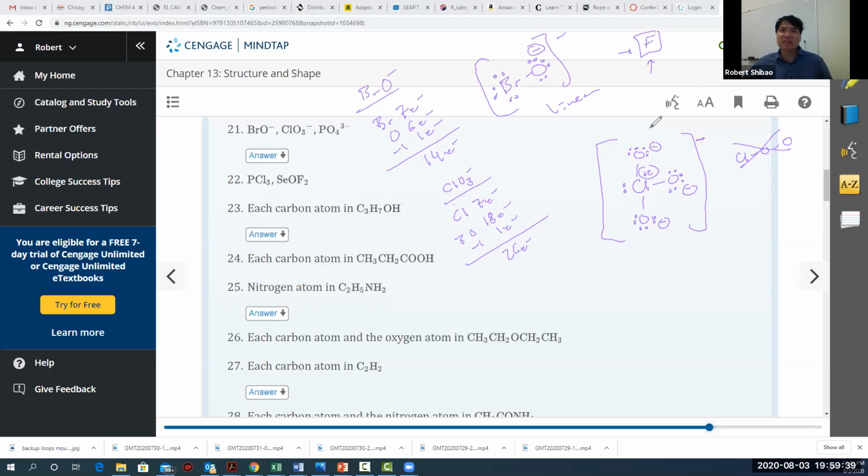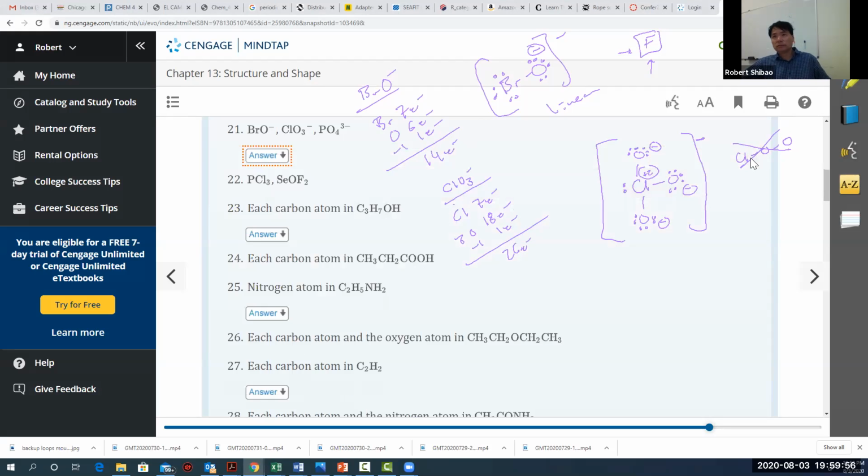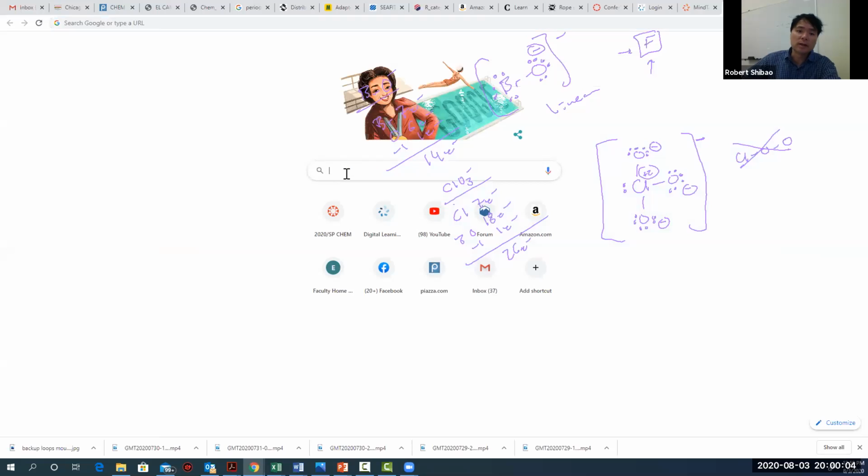Now, chlorate can do something called expand its octet to reduce formal charges. Let's see what the book did. The book did not expand the octet. So I'm not going to expand the octet. In Chem 1A, you'll do this, possibly. Depends.